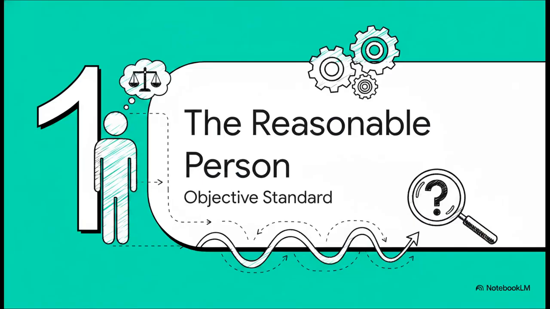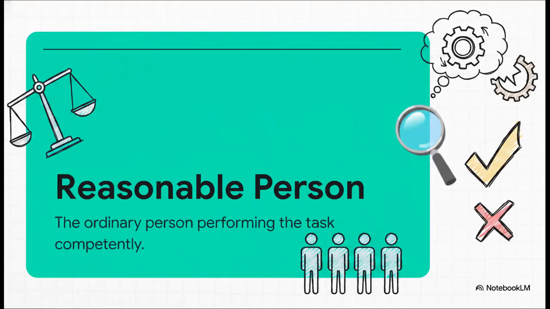Let's kick things off with area number 1, the reasonable person, which is our baseline for liability. This is where every single negligence claim truly begins. So, once it's legally established that a duty of care is owed, the person making the claim has to prove that duty was broken. But how do you actually do that? Well, you have to show the defendant failed to reach an objective standard.